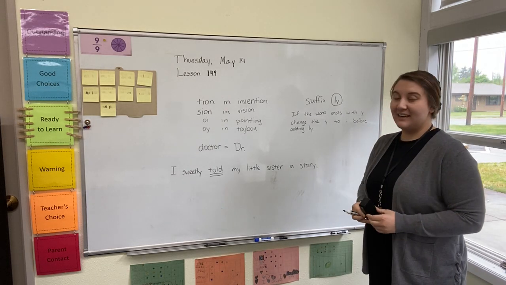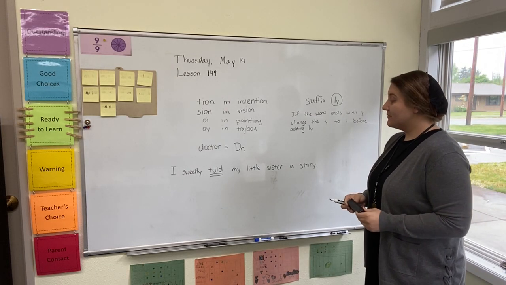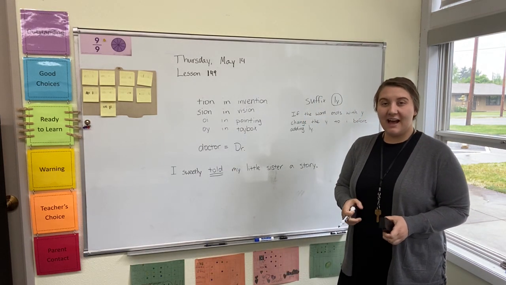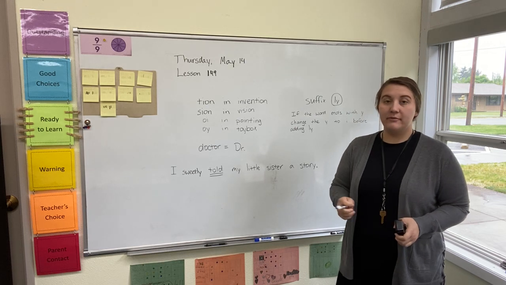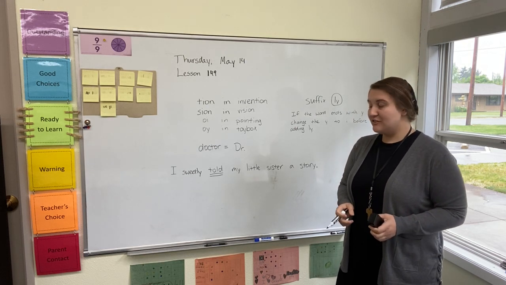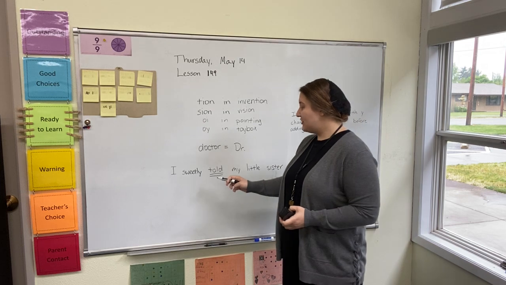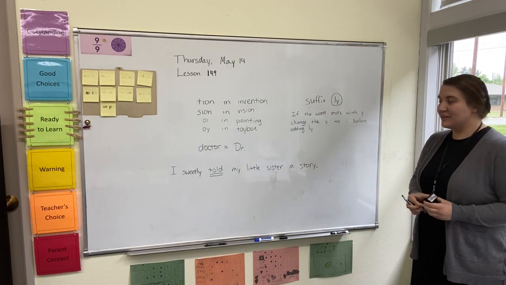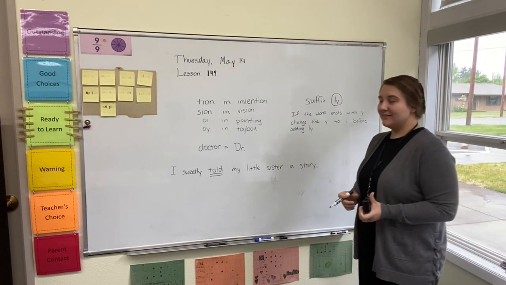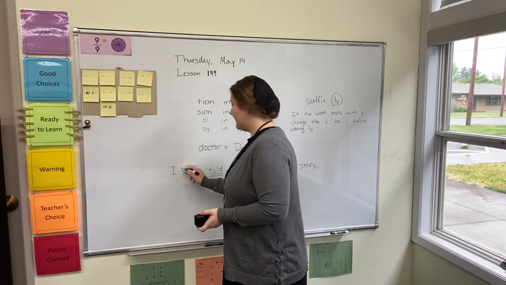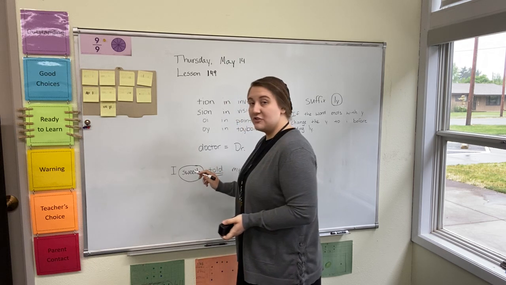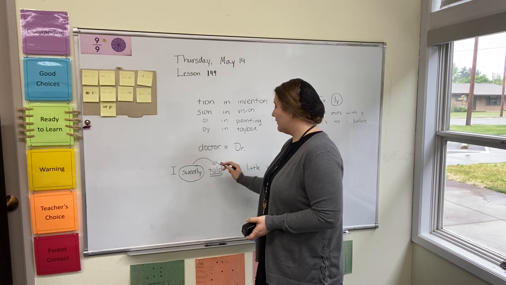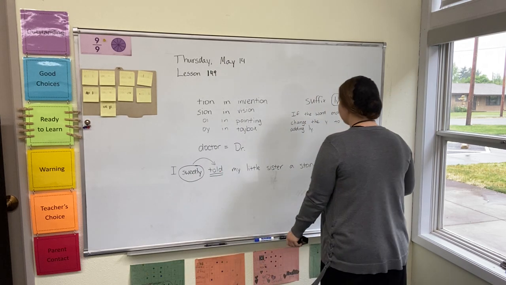So, now this kind of gives it away. But we found the verb. Told is the verb. Now we have to find the adverb. Remember, adverbs describe verbs, and they answer the question, how? How did you tell the story? I sweetly told my little sister a story. Sweetly, right? So we circle it, and then we draw an arrow from the adverb to the verb, just like that. All right? Let's go over here.